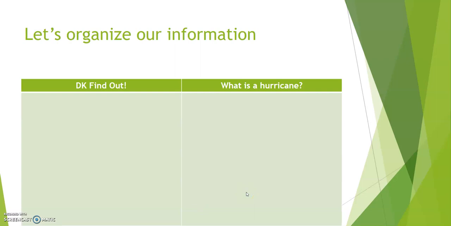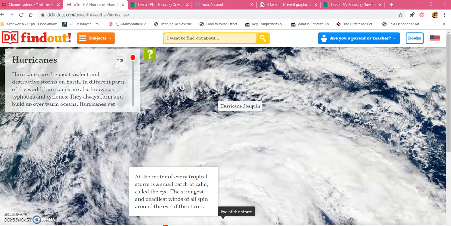I put a graphic organizer on this page. It's always important to have a way to organize your information. This way we can access our information if we need it to answer a question, do a writing activity, or share the information with someone else. As you can see on here, I put two separate columns, DK Find Out and What is a Hurricane. In each of these columns, that's where I'm going to share the information I get from the sources. Think back to our question. What does wind do during a hurricane?